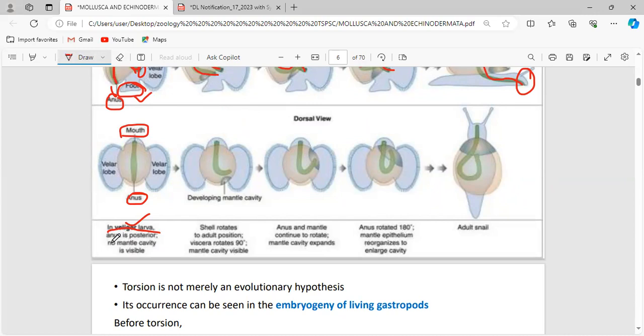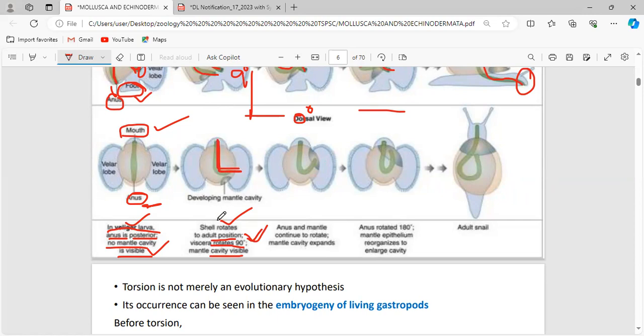In the larval stages, the anus is in the posterior region, and there is no mantle cavity seen in the veliger larva. Now the shell rotates to the adult position. The viscera rotate 90 degrees, and the mantle cavity becomes visible. As I said before, this is the 0 degree and this is the 90 degree. In the same way, it rotates up to 90 degrees.